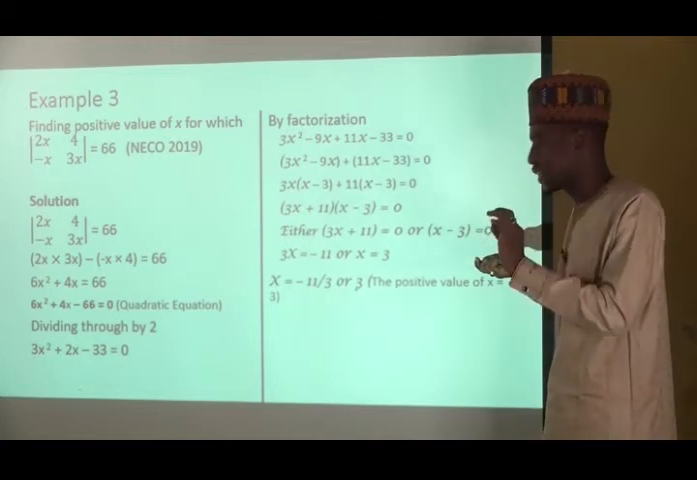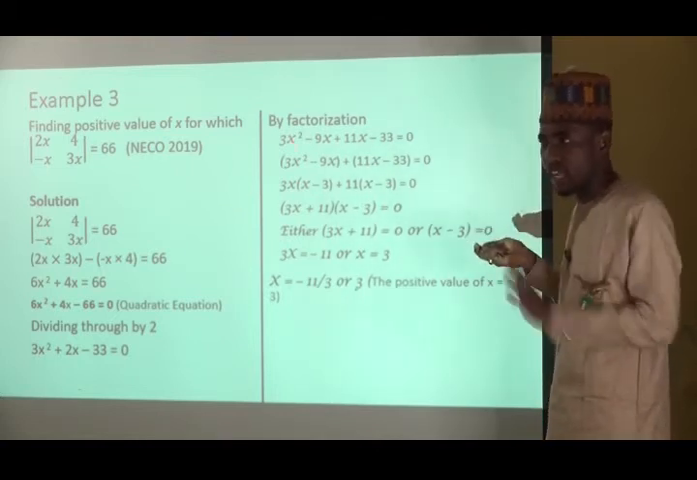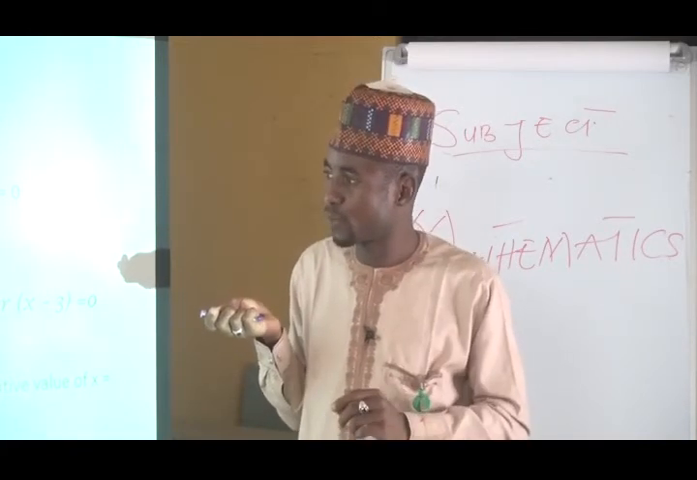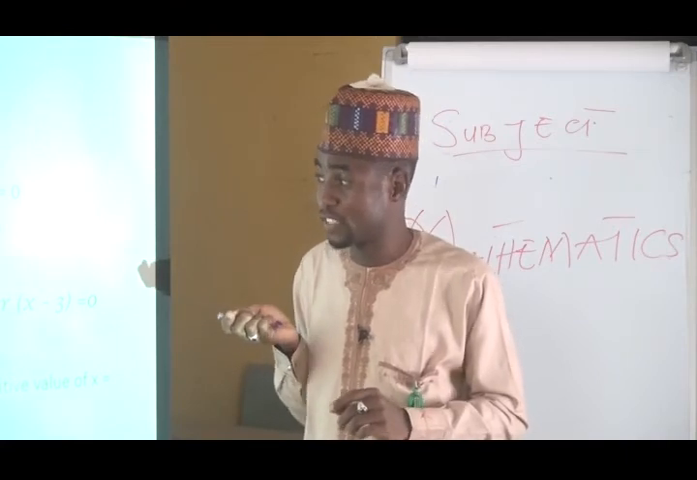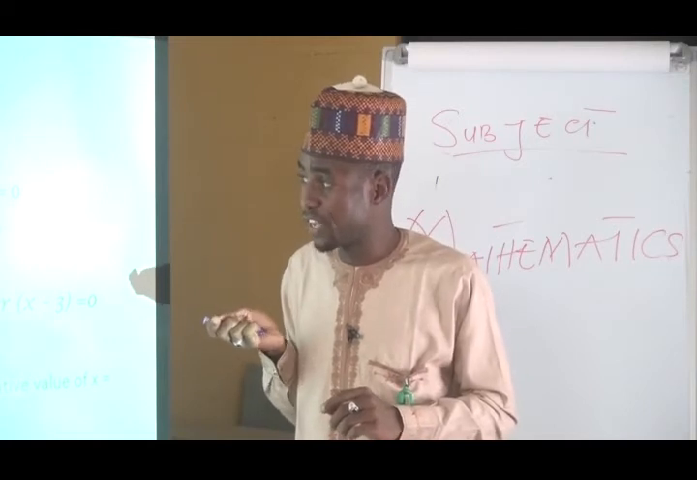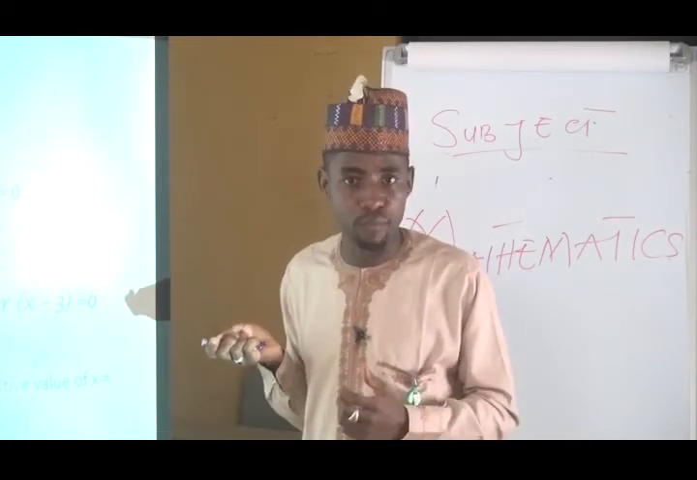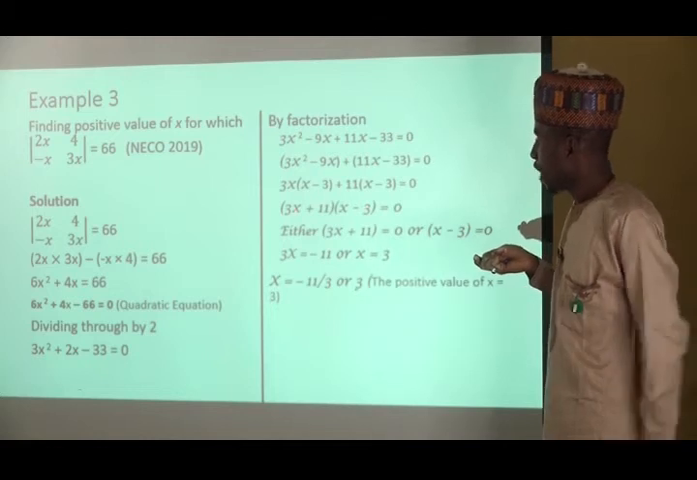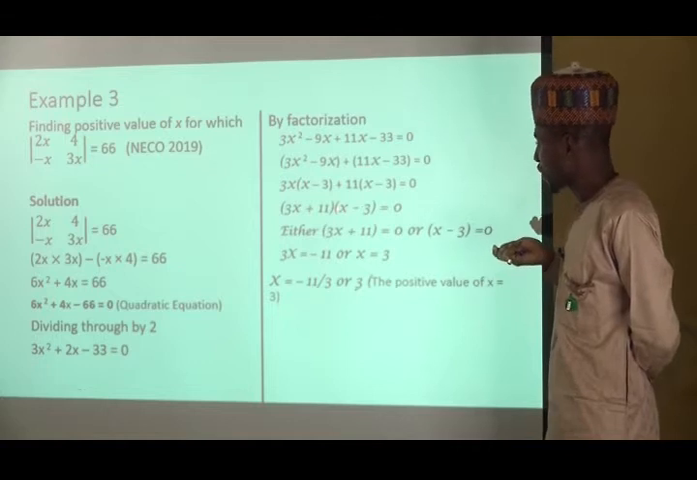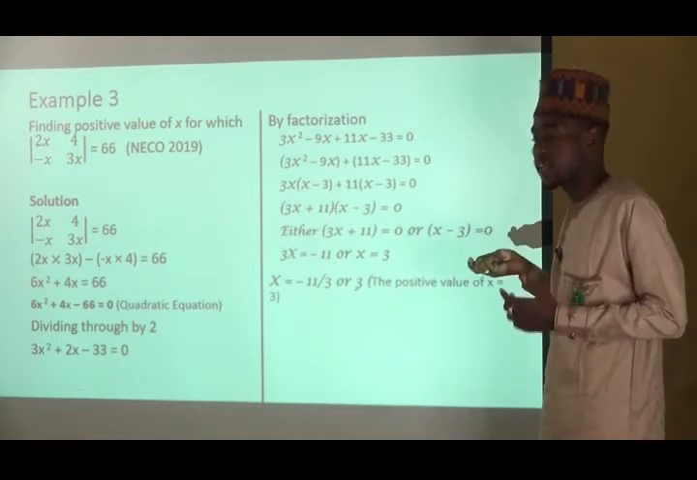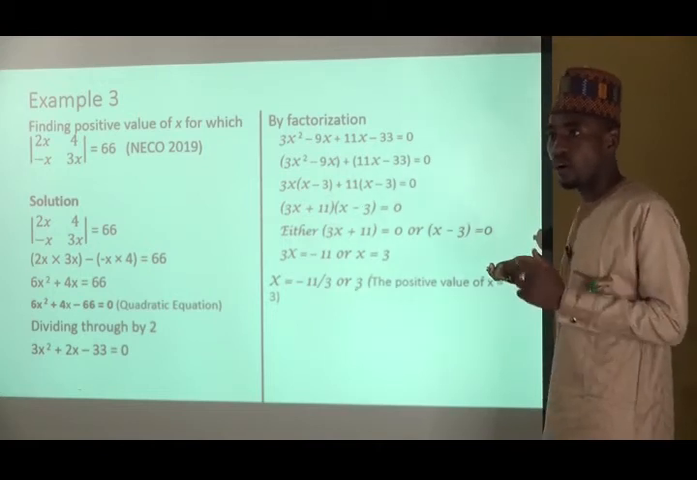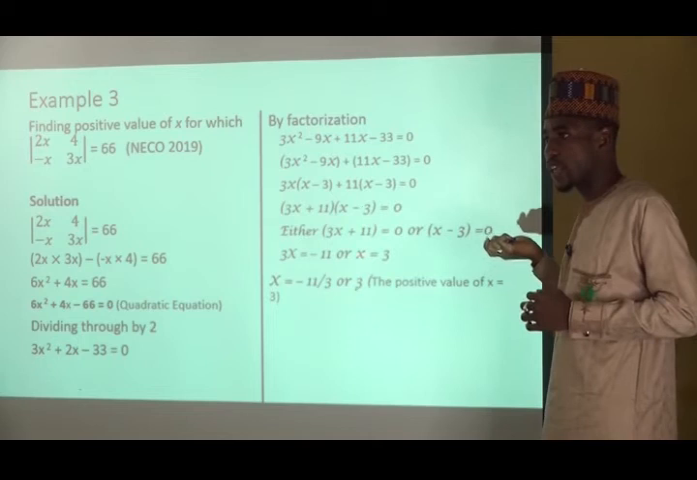Take note, in factorization these two brackets must be the same. In whatever condition, the two brackets must be the same. Don't change the variable to make this one x and this one y, or this plus and this minus, or this 3 and this 6. No, the two brackets must be the same. Having this, you have 3x plus 11 times x minus 3 equals 0. What this statement is saying is that either the first bracket equals 0, or the second bracket equals 0.